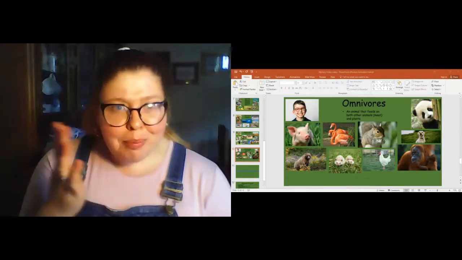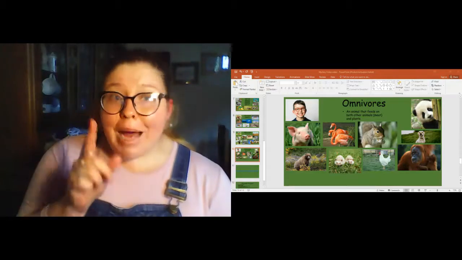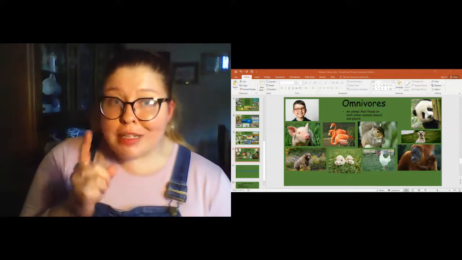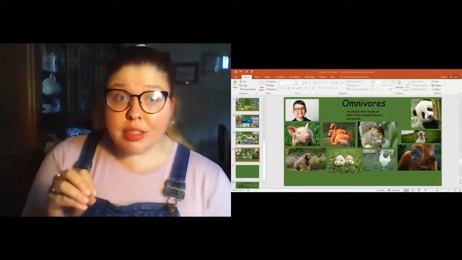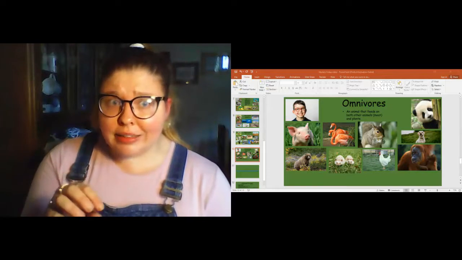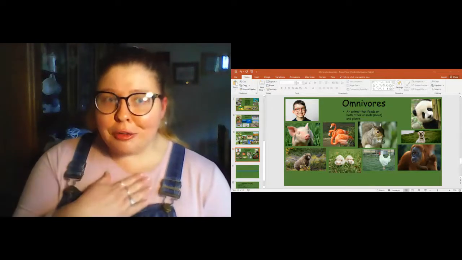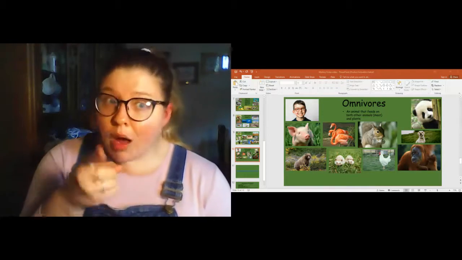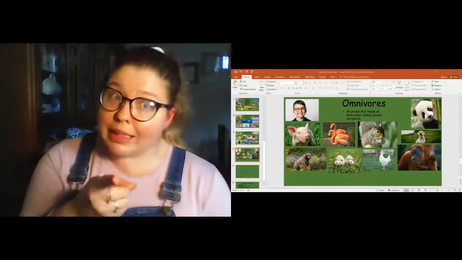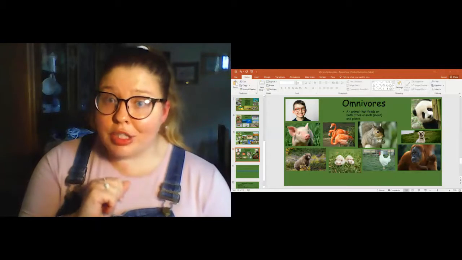I know, pandas. But pandas are omnivores because they've actually been known to eat rodents and lizards and things. I know. I googled pandas and I was like, well, obviously they're a herbivore, and they're not, which is why you have to double check what your animal eats, because sometimes they surprise you.